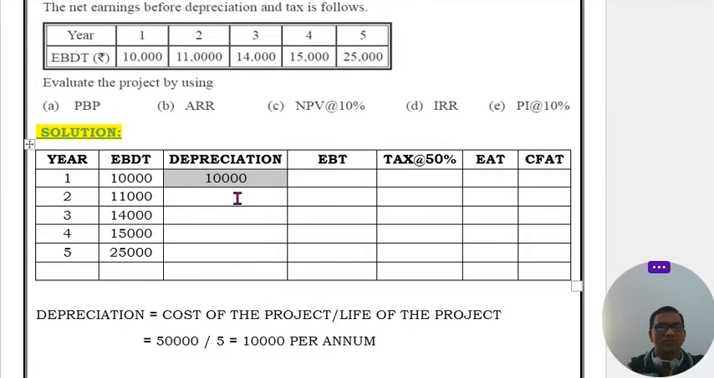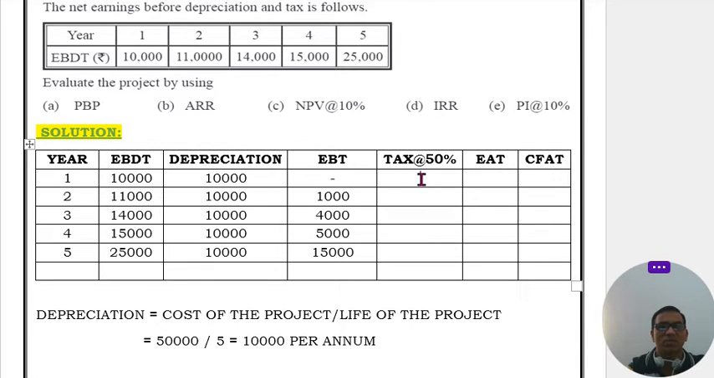So earnings before depreciation and tax minus depreciation will give you earnings before tax. 10,000 minus 10,000 is nil. 11,000 minus 10,000 is 1,000. 14,000 minus 10,000 is 4,000. 15,000 minus 10,000 is 5,000. 25,000 minus 10,000 is 15,000. In a single problem, I am going to calculate all 5 methods.